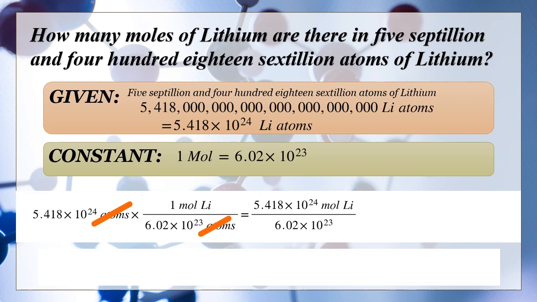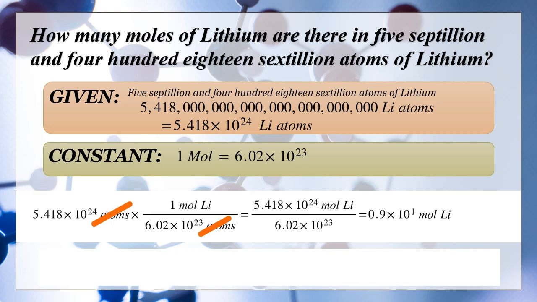Since we are dividing, we focus on the numbers before the multiplication sign. These are 5.418 and 6.02. So 5.418 divided by 6.02, that becomes 0.9. Copy the times 10. The exponents will subtract since we are dividing. So 24 minus 23, that is 1. This now equals 0.9 times 10 to the first power.